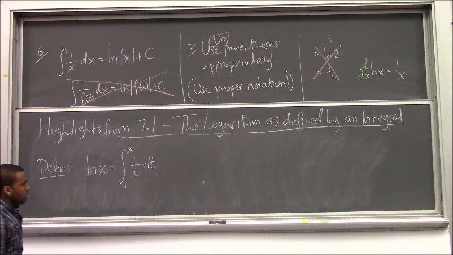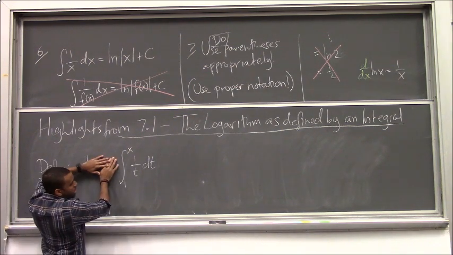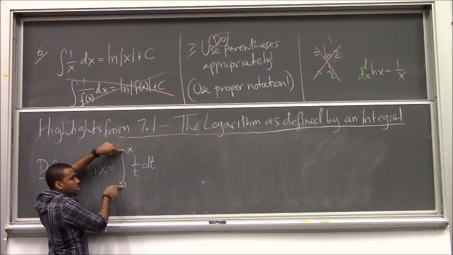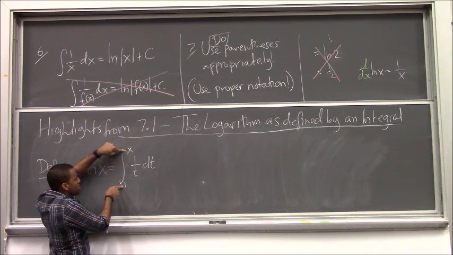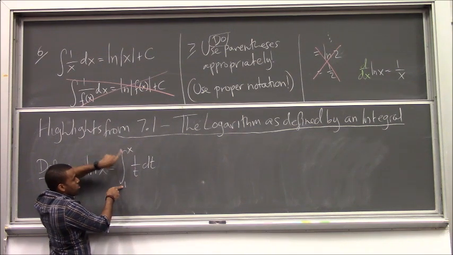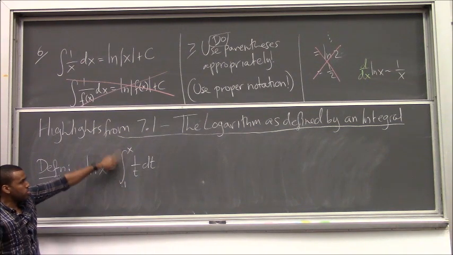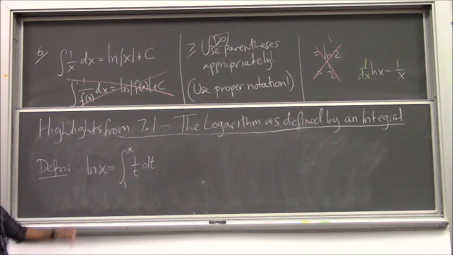And you might realize by the fundamental theorem of calculus, we can actually compute this integral. Integrate 1 over t, you get ln of absolute value of t, but because we're on the interval 1 to x, that's a positive interval, so you can drop the absolute value and just get ln of t. Then you plug in x minus ln of 1, which is 0. You can also see that if you integrate from 1 to 1, you also get 0, so ln of 1 is 0.